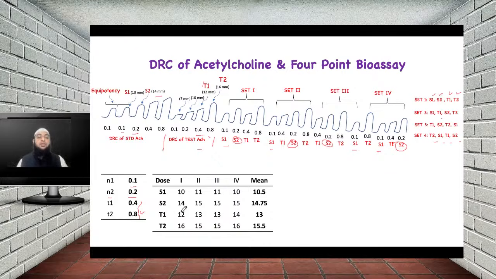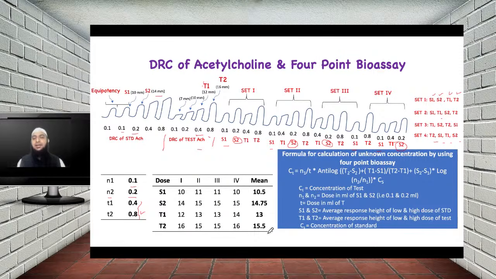Likewise, you are going to measure the height for T1 and T2, and you need to take the mean of these S1, S2, T1 and T2. Now, by using the formula of 4-point bioassay, which is a little bit different compared to the 3-point bioassay, you can calculate the unknown concentration. Now let's see what the formula is.